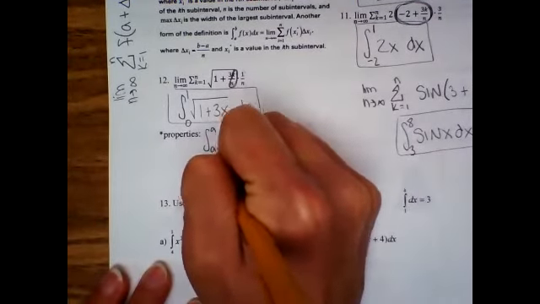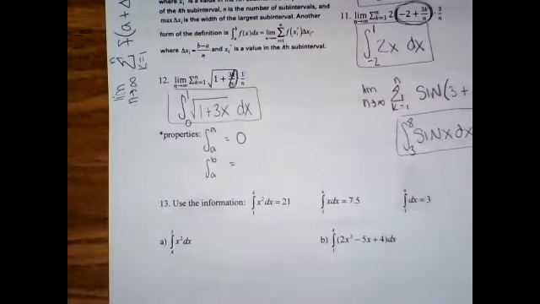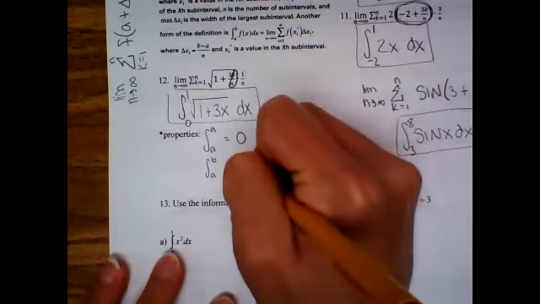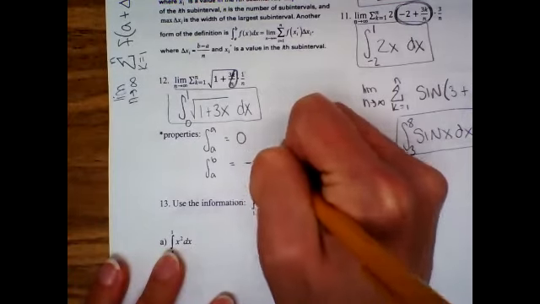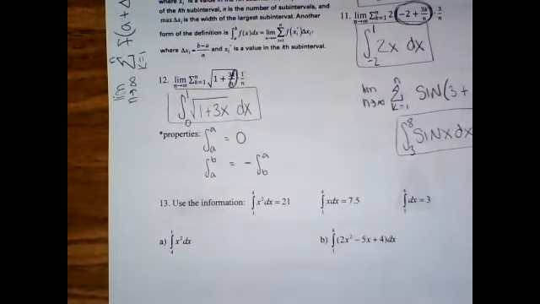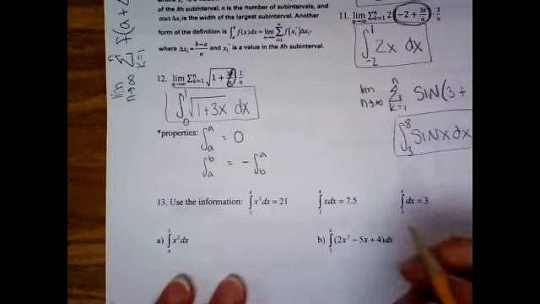Integral from a to b, and again, it should say f of x dx, I'm just abbreviating. Integral from a to b is negative integral from b to a. I always think of it like a trip. If you drive somewhere and then you drive backwards, it's the opposite way. So if you reverse the boundaries, just put a negative out front.